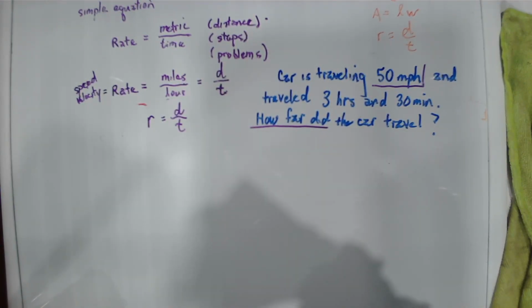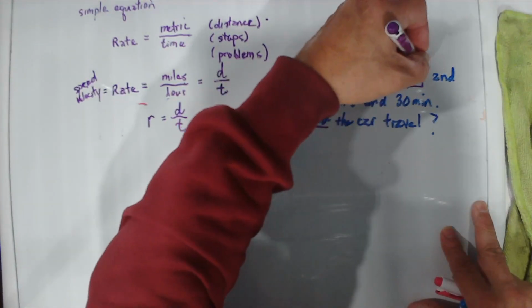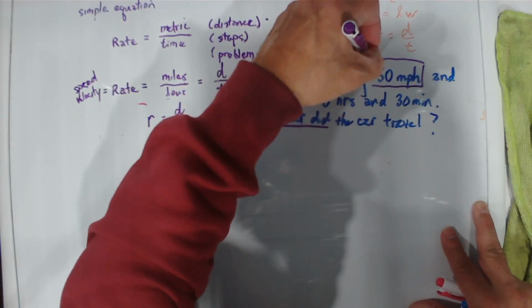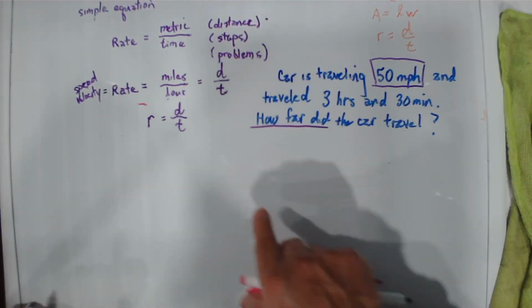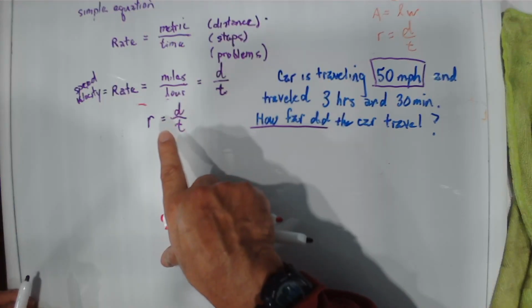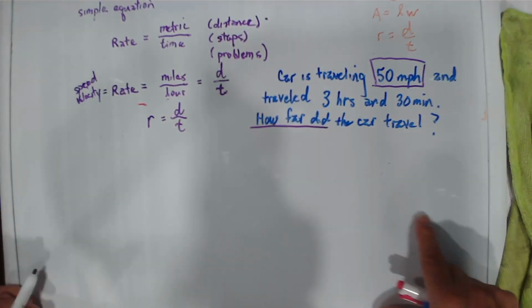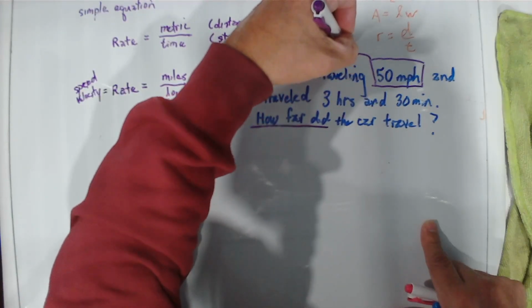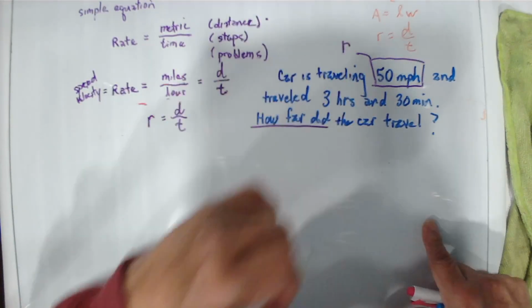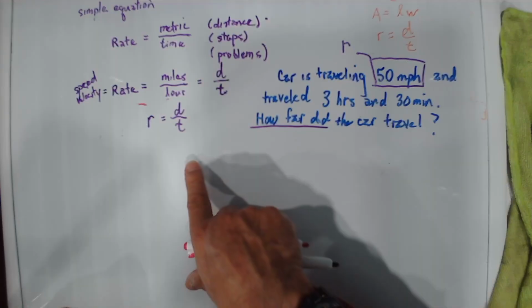Okay, so let's map out our variables. So 50 miles per hour. Let's see what the units are for that. Well, miles per hour is the rate, so that's got to be our R. So our R is 50 miles per hour.